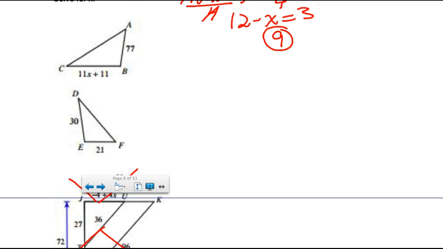All right, so let's match up our corresponding parts. Again, I've got short, short, medium, medium, long, and long. And I'm going to match up corresponding parts. I'm going to start with the one that has an X in it. So I've got 11X plus 11. I'm going to put it over its corresponding part, the middle length side, which is 30. So I have 11X plus 11 over 30 has got to equal, and then I need another pair of corresponding parts, short to short. So I would say 77.